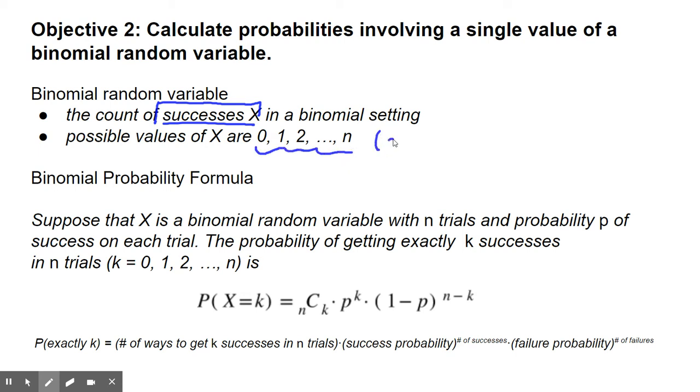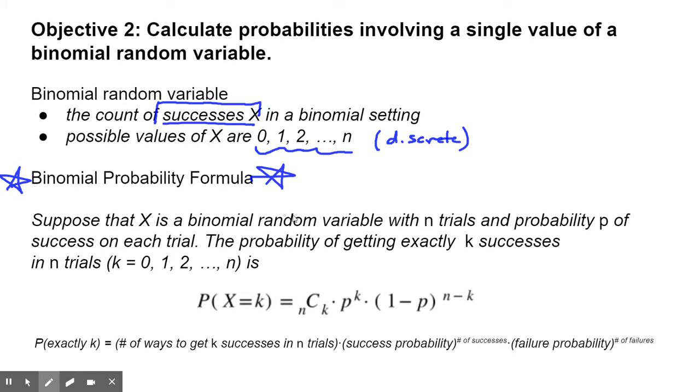And again, this is why I consider this more of a discrete case, because notice that these are all whole numbers, right? It cannot be any value. It's certain values, but it goes all the way from 0 to n. 0 meaning no successes, n meaning all successes. Okay, so here is our binomial probability formula.